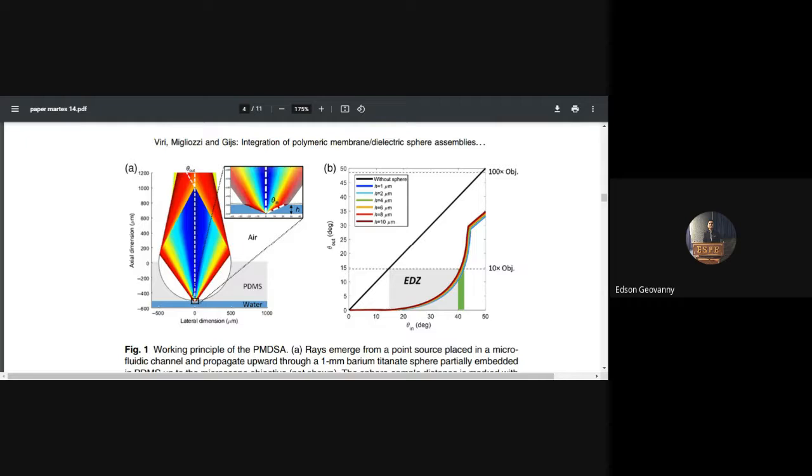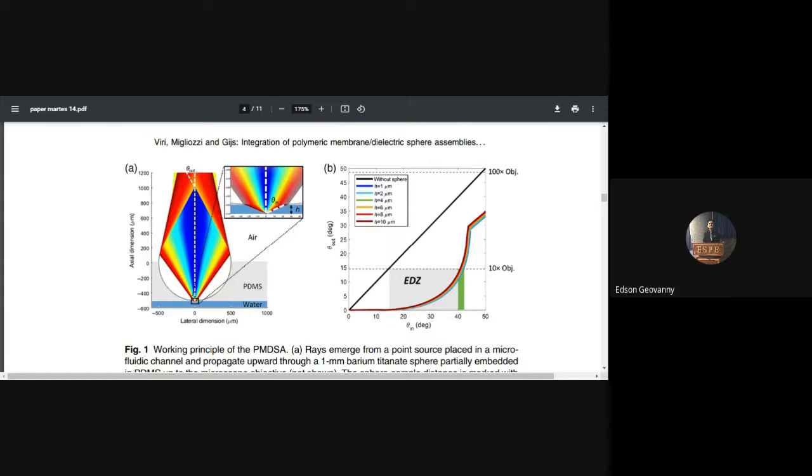In part A, a sphere is embedded in PDMS, where the index matches the material of the sphere. The polymer in the surrounding medium increases the angle of the optical system. And in part B, this effect is used to generate resolution and contrast gains for a low magnification lens.